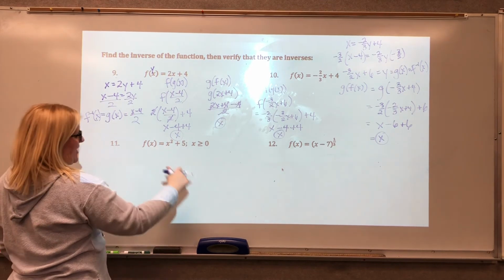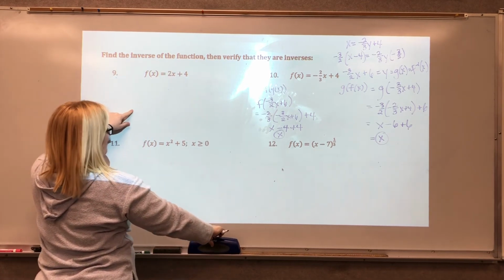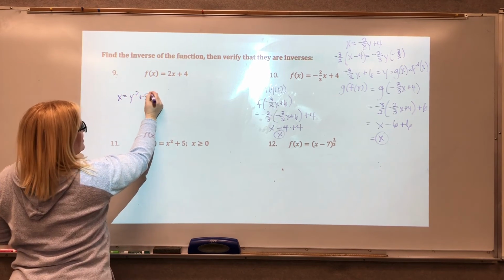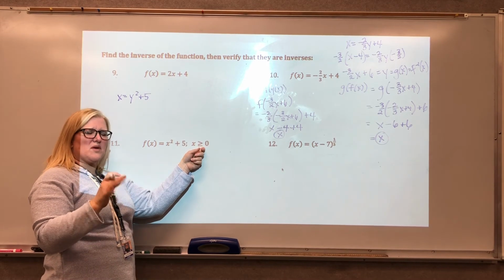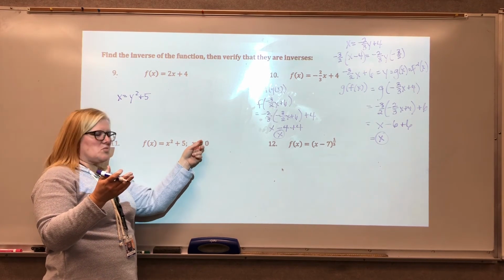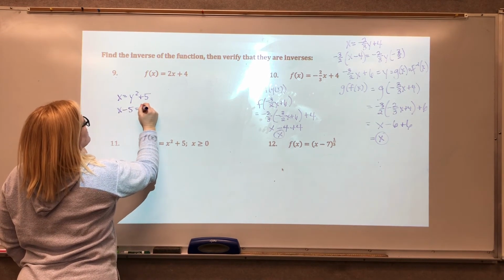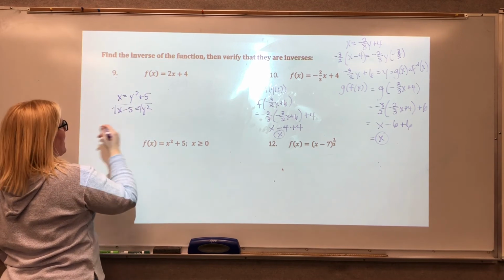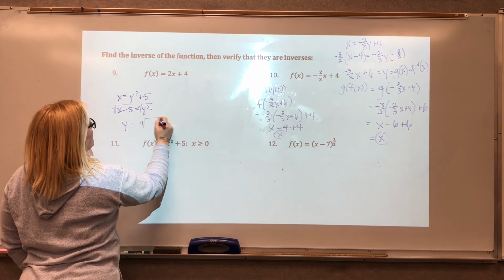Okay, so let's find, I'm actually going to give myself some space up here. I'm going to find the inverse up here. So I've got x equals y squared plus 5. And they're giving us that x is greater than or equal to 0, so we don't have to mess with taking the square root of a negative. So that's what that's for. All right, so this is x minus 5 equals y squared. I take the square root of both sides, and I get y equals the square root of x minus 5.